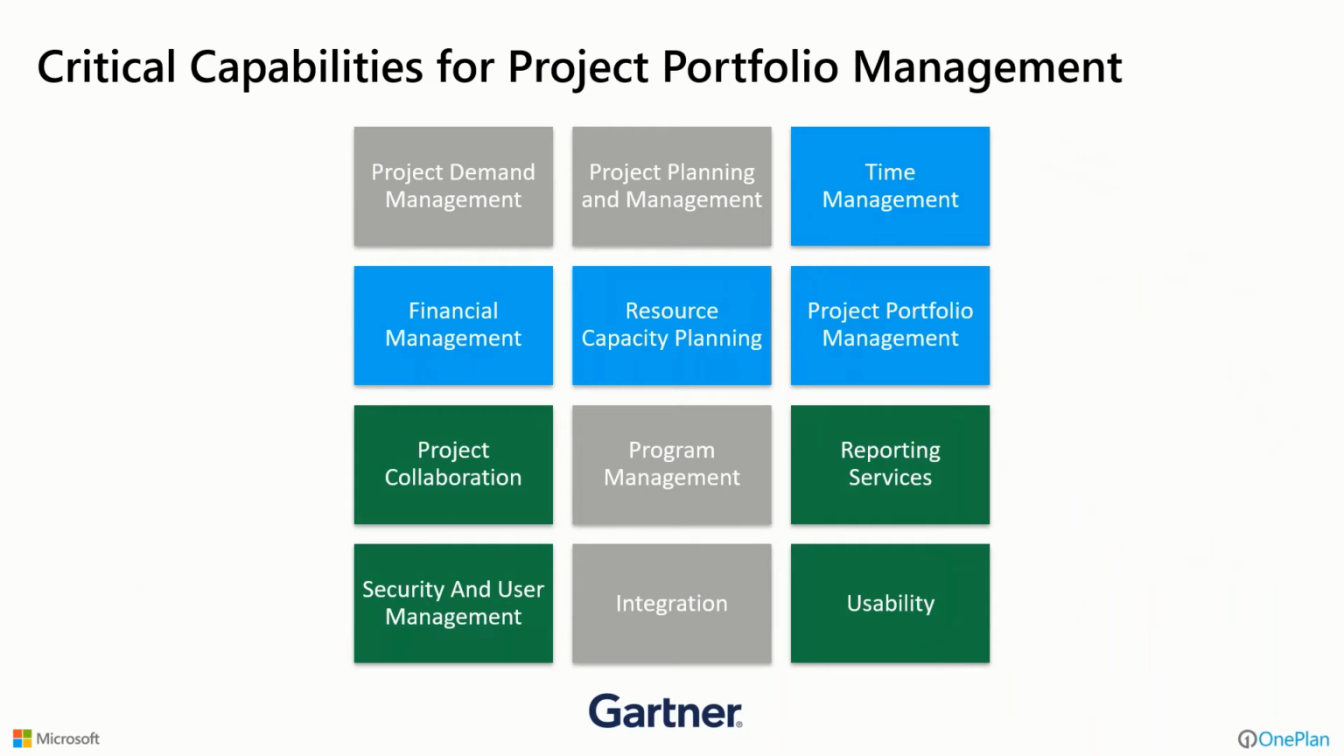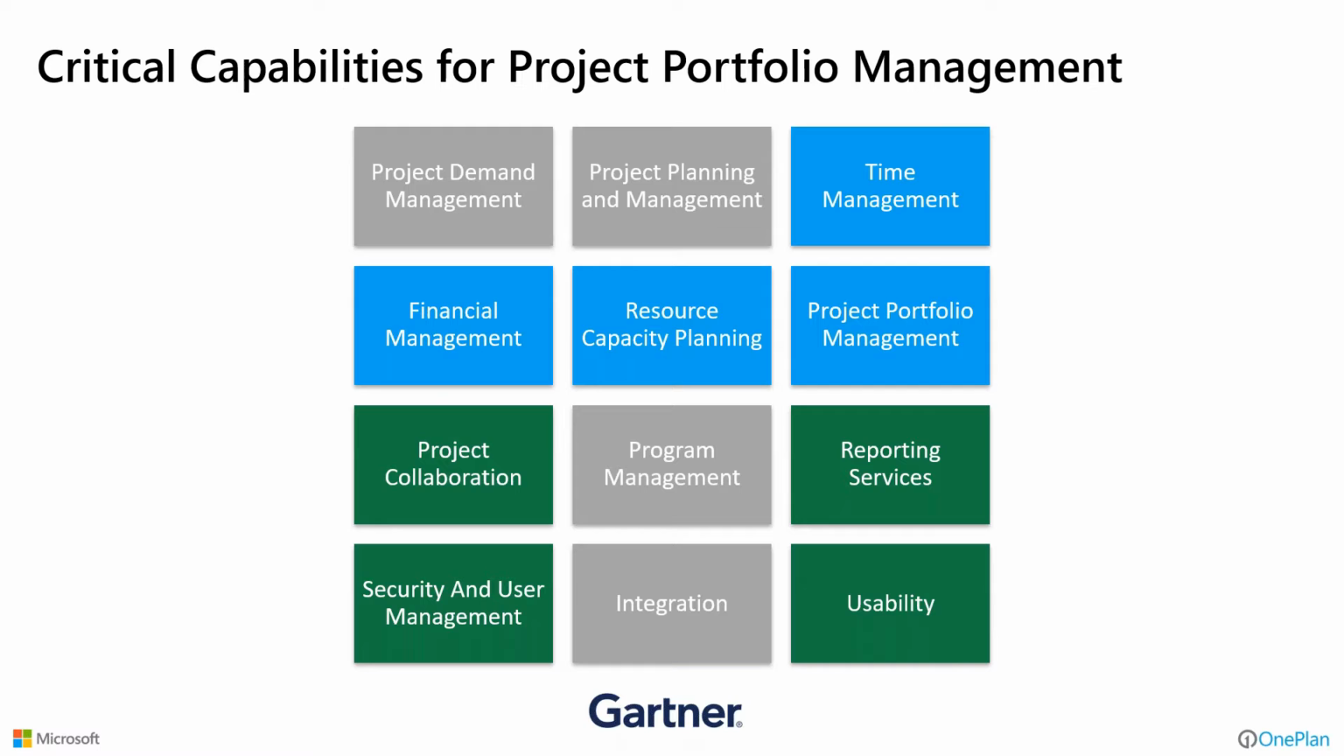Now, when we think about a fully capable project and portfolio management solution, the Gartner group talks about these areas, and I've color-coded them because when I think about it in the context of SharePoint, the green ones might be areas where SharePoint does a pretty full job, the gray ones might be areas where it does it partially, and the blue ones might be areas that it really doesn't address very well.